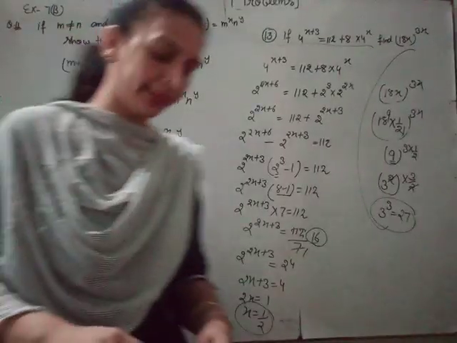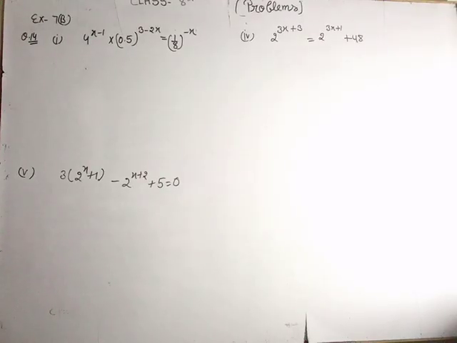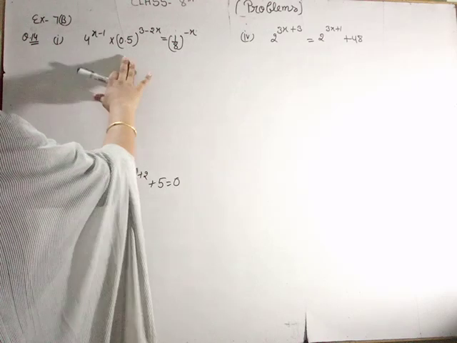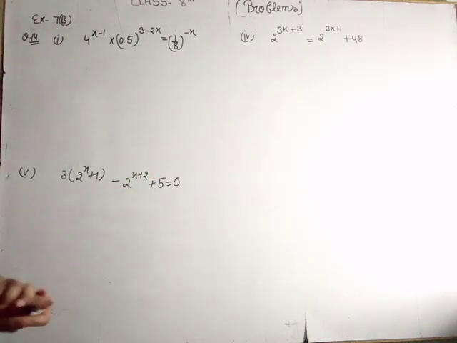Okay, next I will take the next question. Okay, this is the next question. Question number 14, part number first. 4 raised to the power x multiplied by this equals this, we find the value of x.